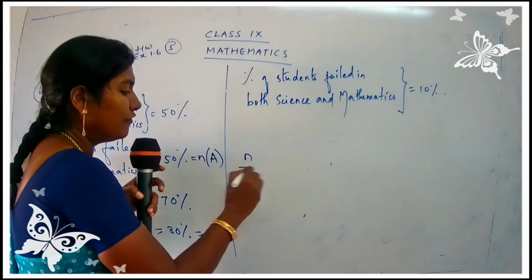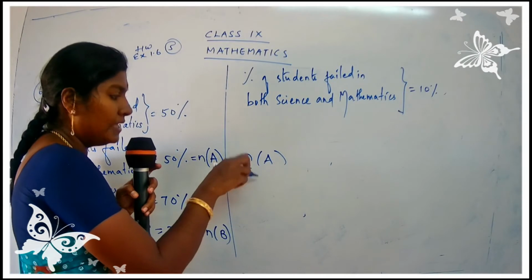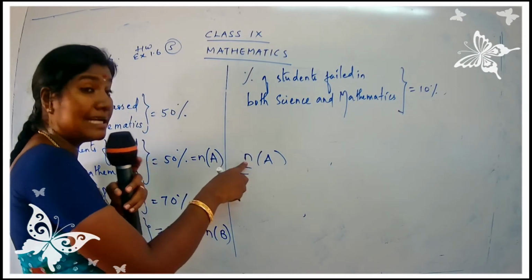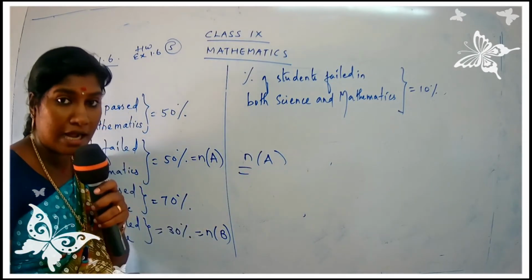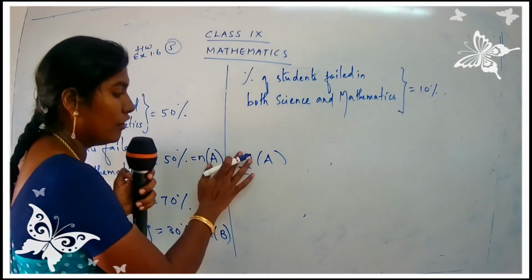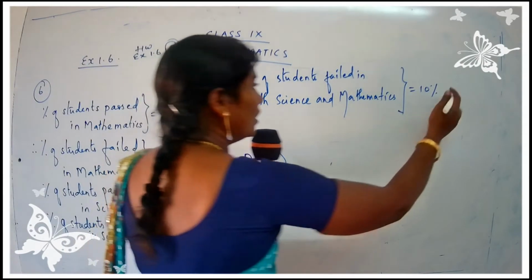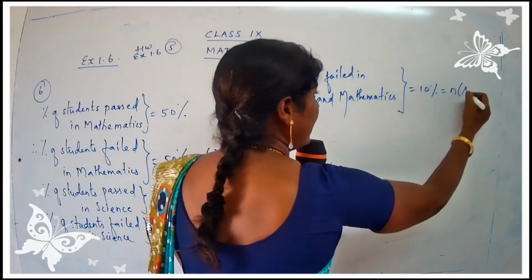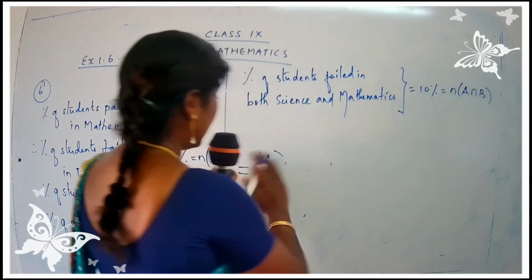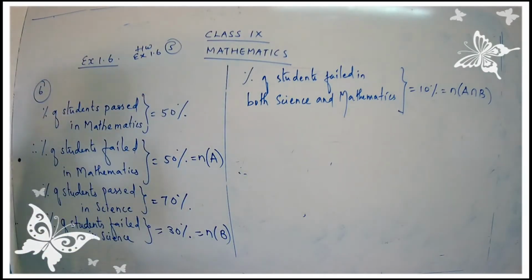Now what is the meaning of n of A? n of A means the number of students. It is a cardinal number. You have studied about cardinal number, yes, children? So n of A represents the cardinality. So here you are going to write down n of A intersection B. I hope you are clear with these points, children. Take down the points.